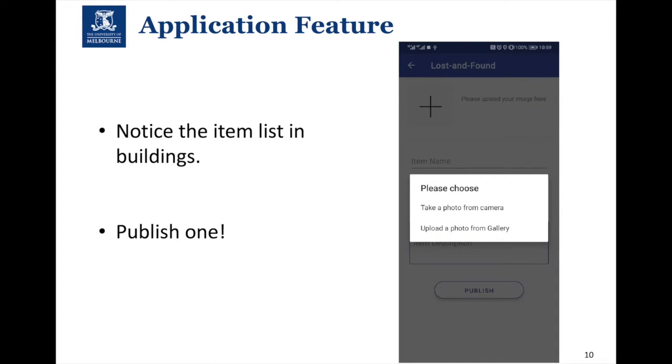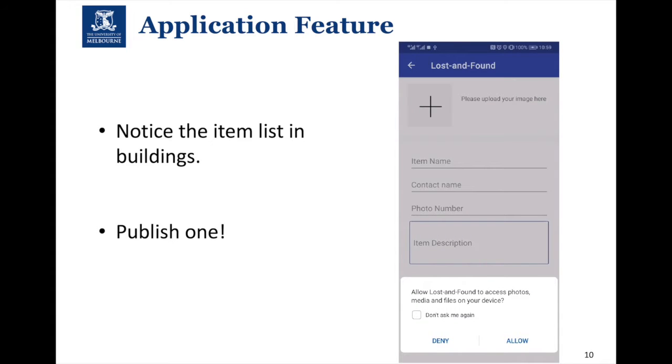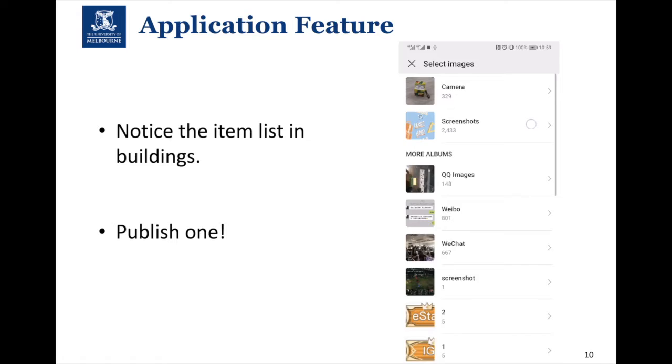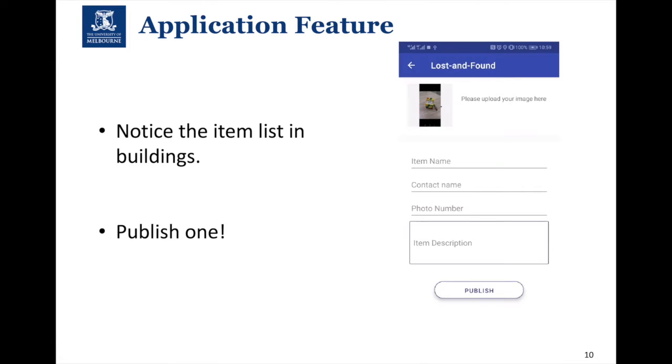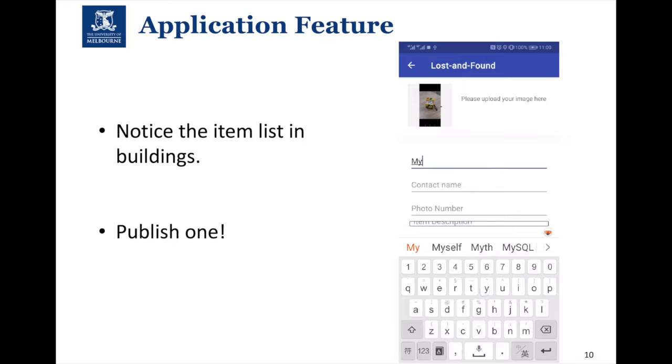We choose the photo from the gallery. And here again, this application automatically asks us for the gallery permission. We choose the photo in our gallery and upload it. Then we need to provide the name of my lost item, my contact name, and also the phone number so that others may contact you directly. You can also add some descriptions of your item which can specify that this item is yours and not someone else's.